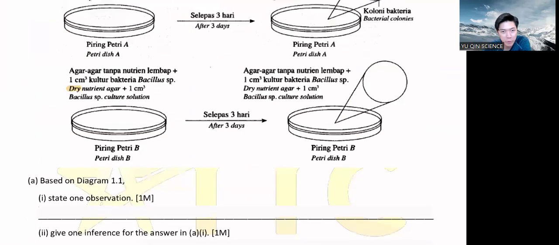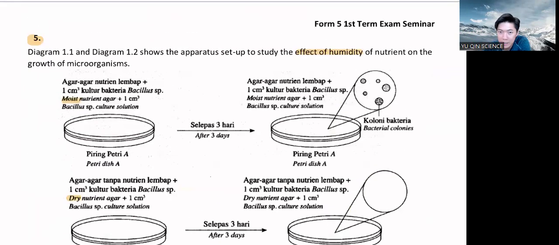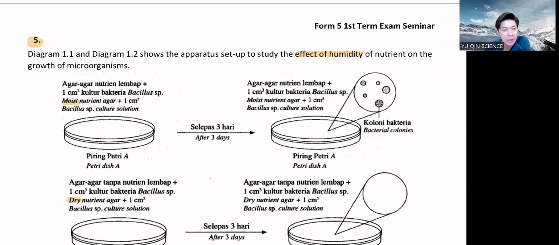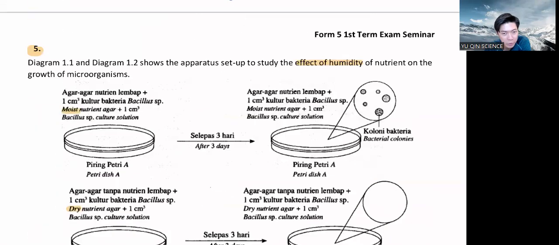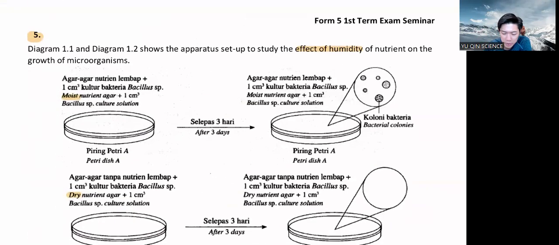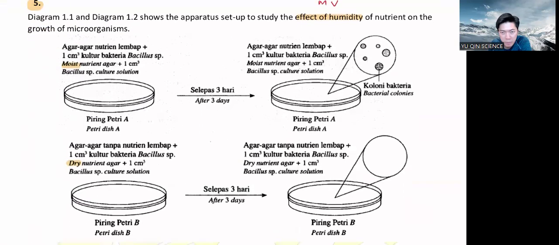So first thing first, you have to find out your manipulated and responding. Then it will be easier for the entire question, right? Although there's no table here, your brain has to work out a bit. Manipulated will be humidity. This is your manipulated variable. Then responding will be the growth of microorganism, or to be more accurate, the presence of bacterial colony. That means got bacteria or no bacteria.